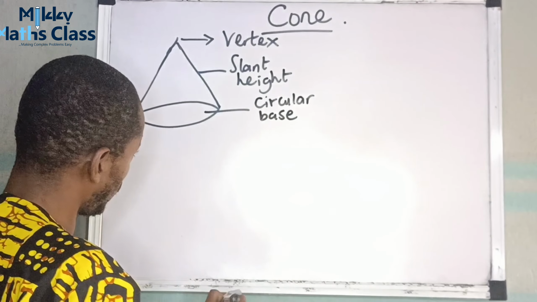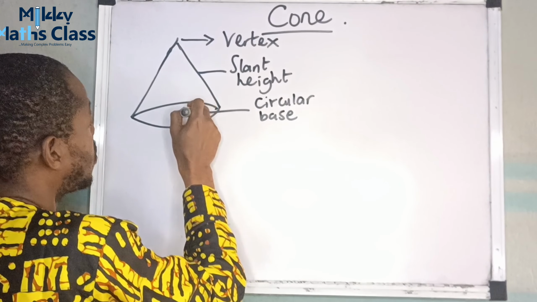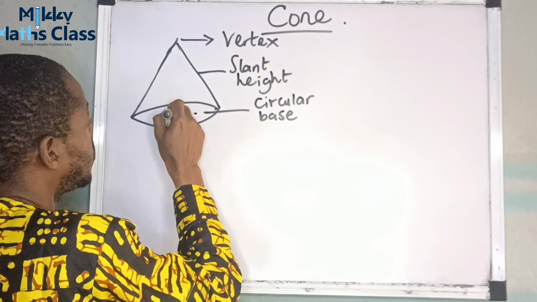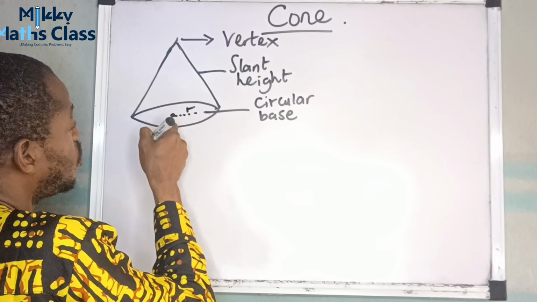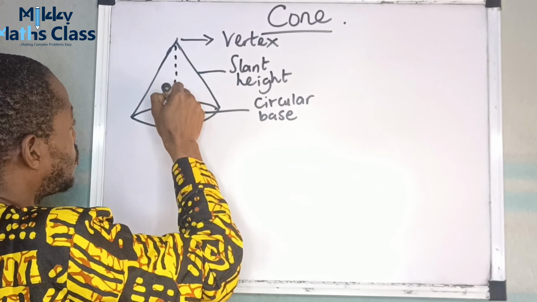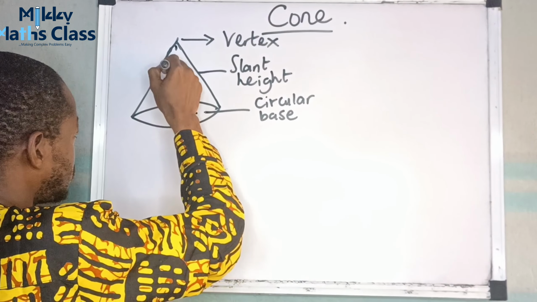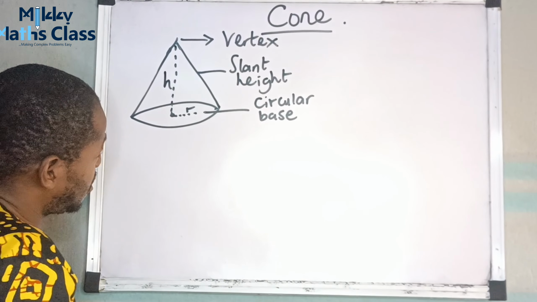And of course, since this is a circle, from here to here this is the radius of the cone, of the circle rather. The radius of the circle here. Now from the vertex up to this point is the height. So this is the height of the cone. So we have ended up naming the cone.